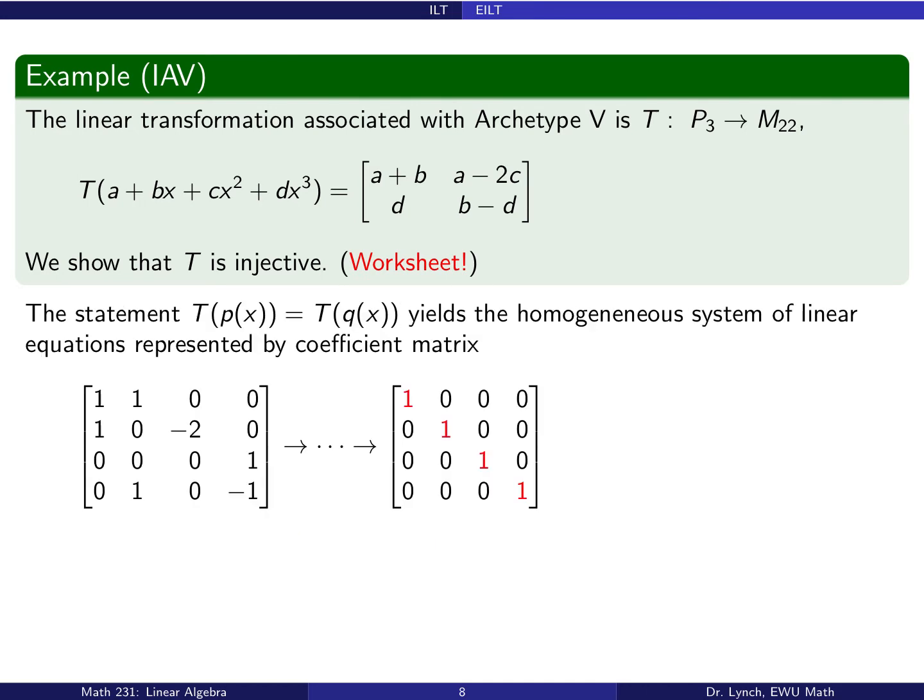Hence, the only solution of the homogeneous system of equations is the 0 solution. So R has to be 0. So P has to be Q, showing us that T is injective.